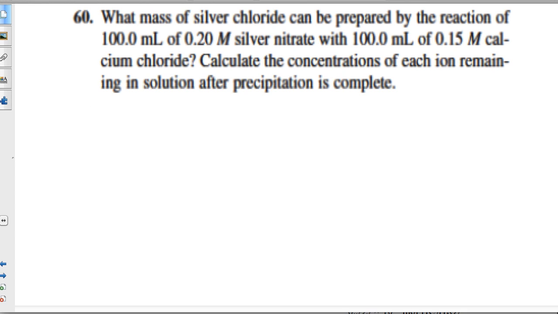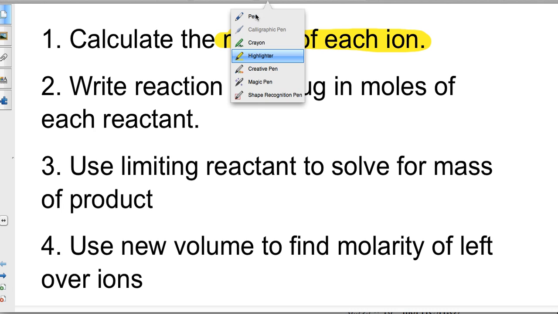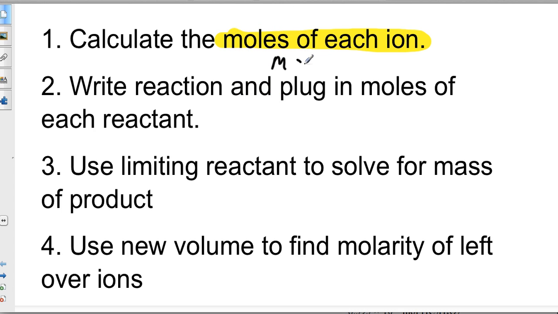Alright, so what I'm going to do is go over the key parts to a gravimetrical analysis problem. We talked about these in class, but I'm going to go over all the key things you need to be able to do. There's 4 steps to gravimetrical analysis. First step is always going to be calculating the moles of each ion. Remember, when we calculate moles of ions, it's going to be M times L times subscript. That's what we do to get all the moles.